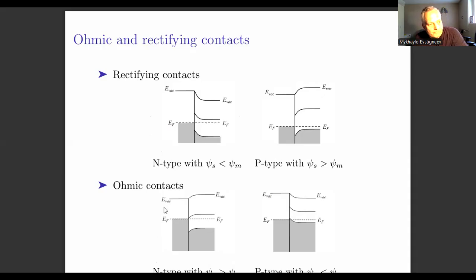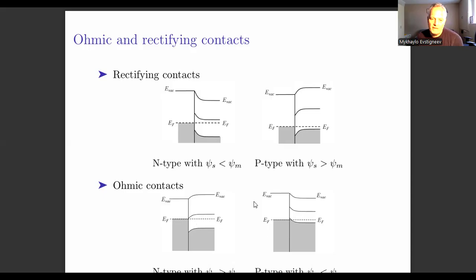How do we know if the contact is rectifying and if it is ohmic, and what is ohmic contact and rectifying contact in the first place? So the rectifying contact is the one that exhibits diode effect. That is, if you apply forward bias, then you will get high current. If you apply the same bias but in the reverse direction, then you will get low current.